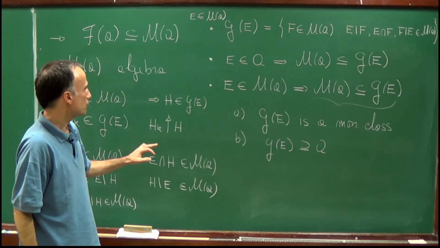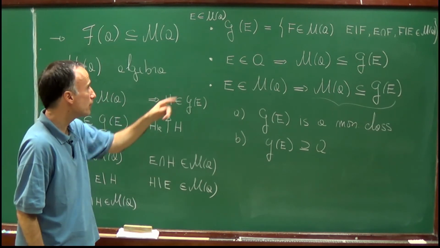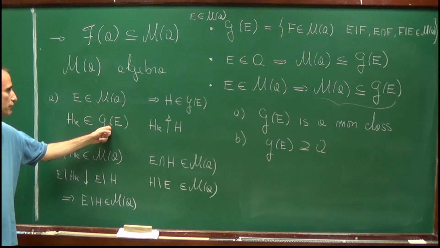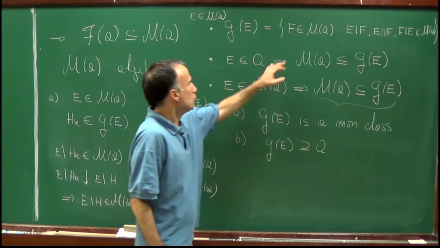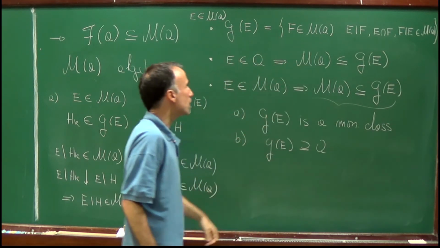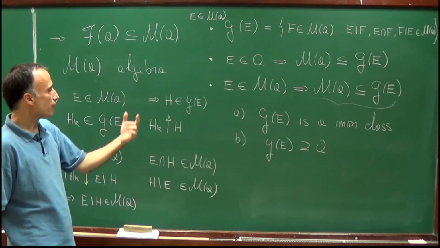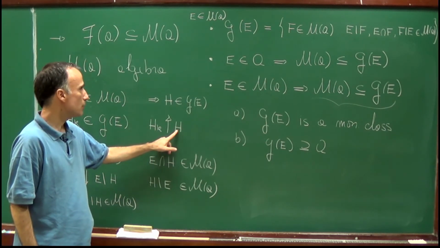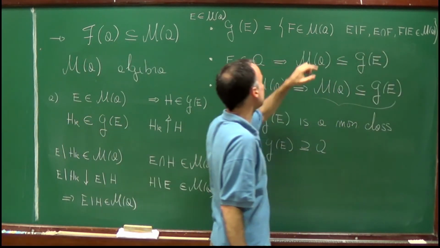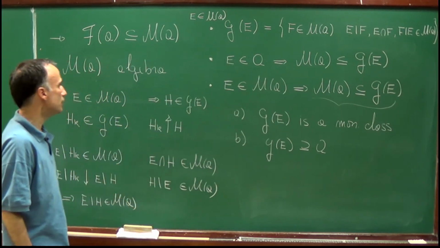So just observe the following. I'm claiming that H belongs to M of A, and this is clear because H_k belongs to G of E. So H_k belongs to G of E, which means that H_k also belongs to M of A, and H_k is increasing to H. Since M of A is a monotone class, H belongs to M of A. So we proved these three properties. We also know that H is in M of A, and therefore H belongs to G of E.